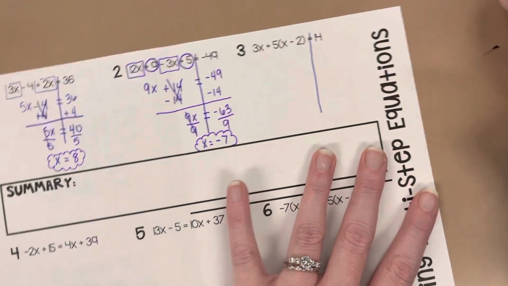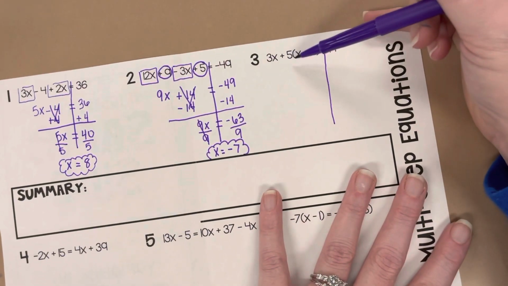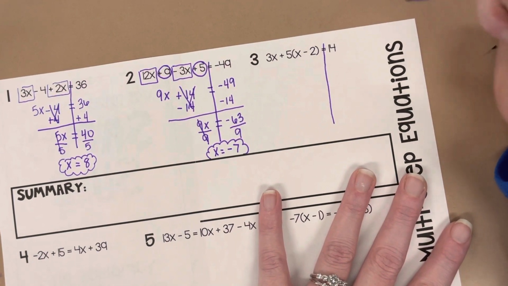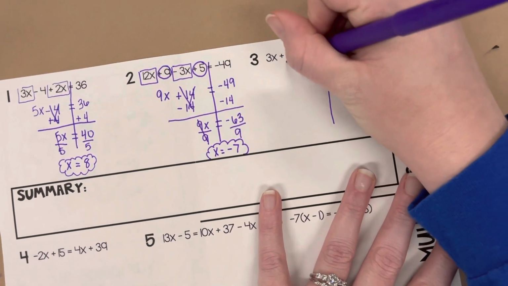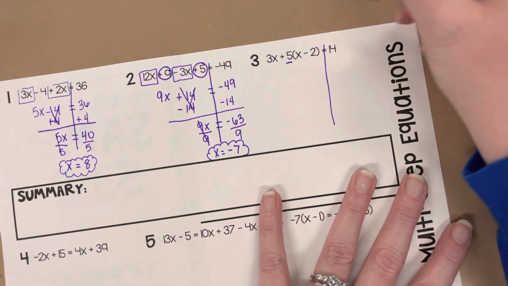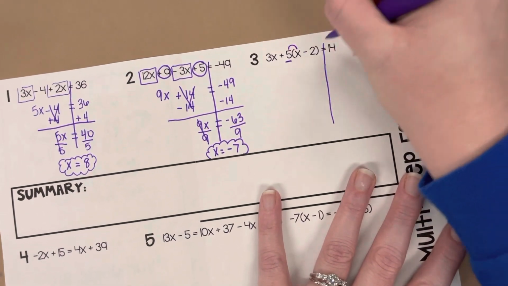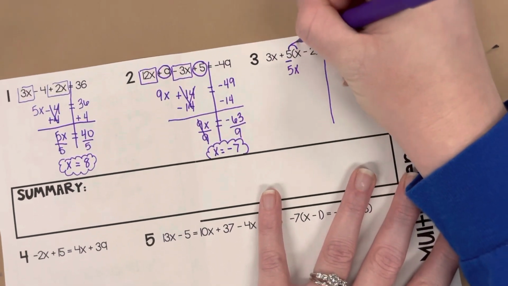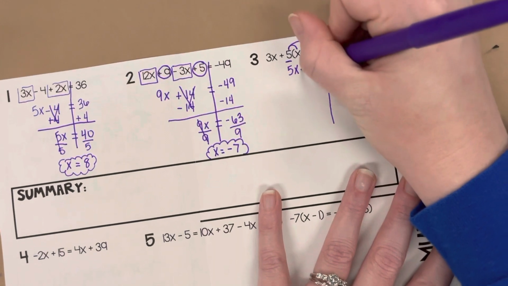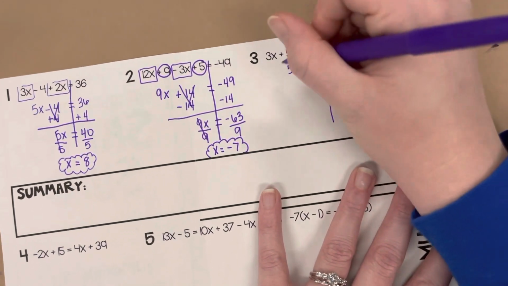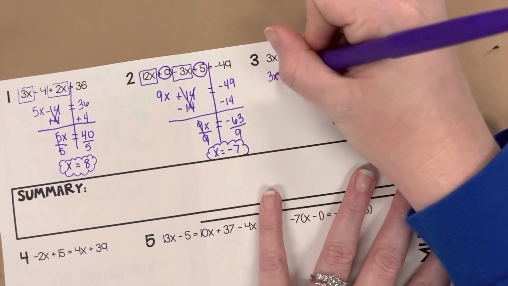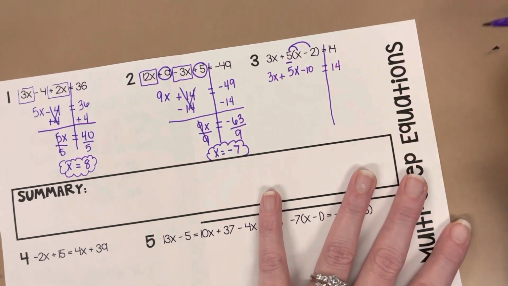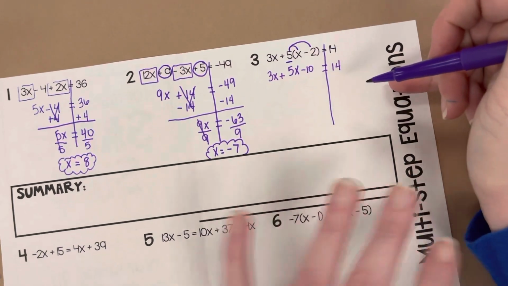Okay, we still start with our line down. I see I have parentheses. Well, remember, parentheses means I have to do this first. But what do I need to do first? Well, I need to distribute this 5. So I'm going to say 5 times x, which becomes 5x, and 5 times negative 2 is negative 10. Then I bring down this 3x because nothing's happened to it. And it equals 14.